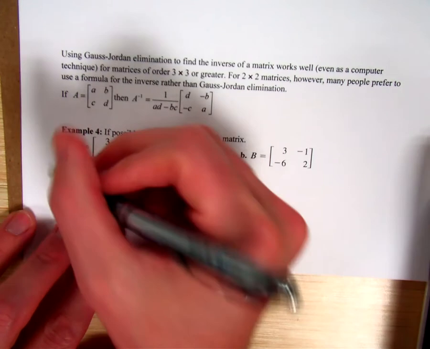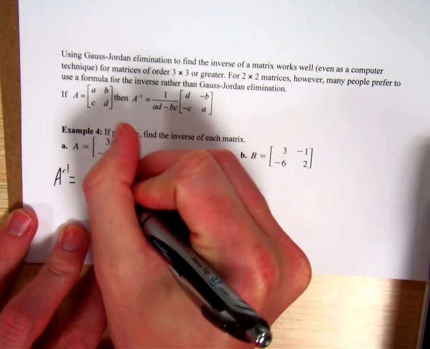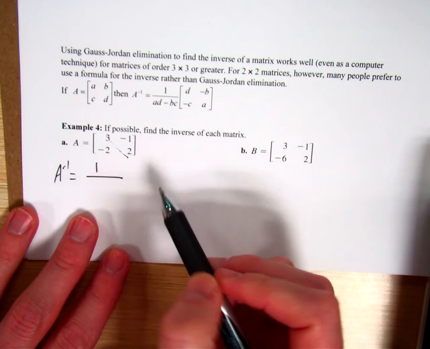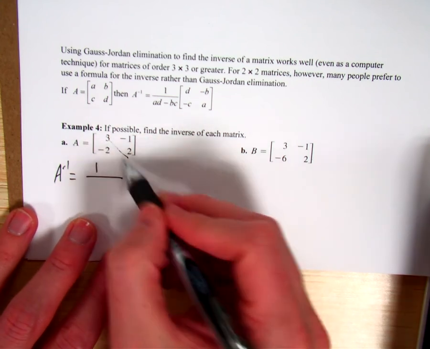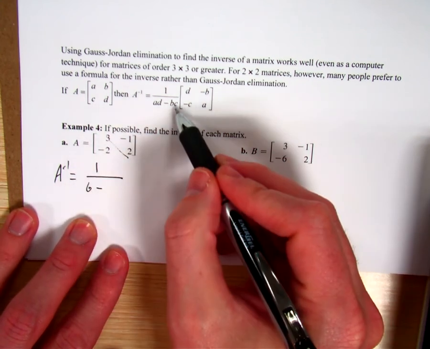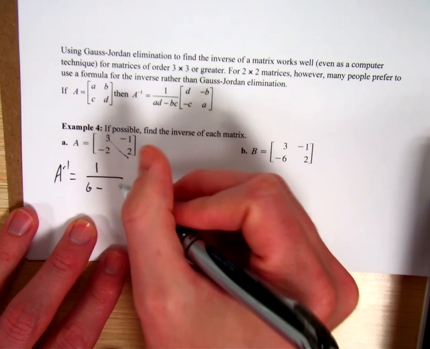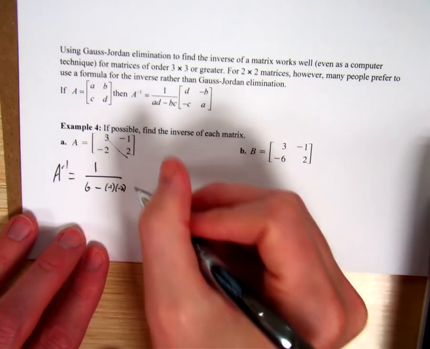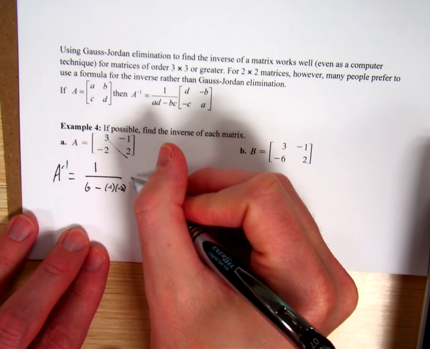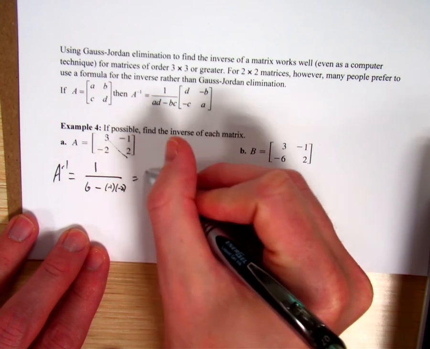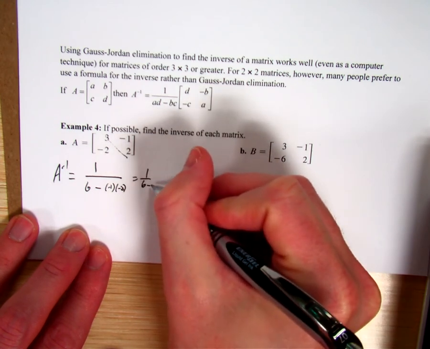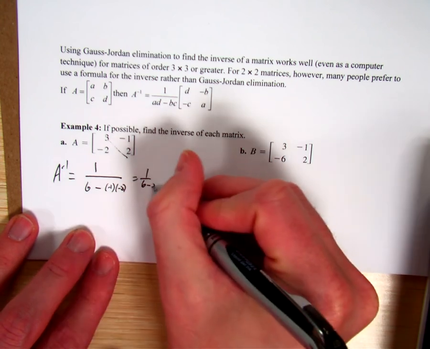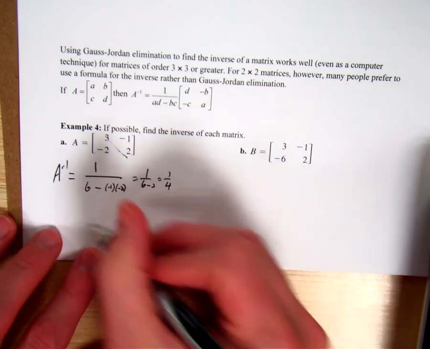So A inverse equals, we have 1 over those two diagonals there, A times D, so we have 6 minus B times C, negative 1 times negative 2. So we have 6 minus, well, actually negative makes that a plus, so it is 6 minus 2, so we have 1/4 getting multiplied.